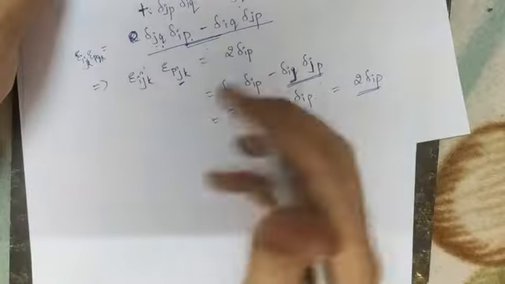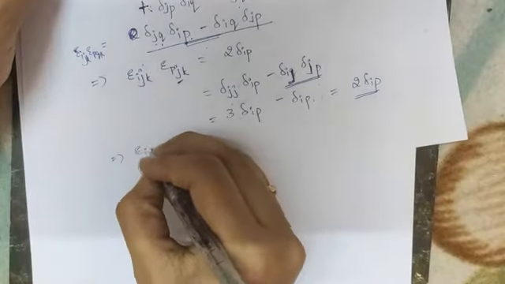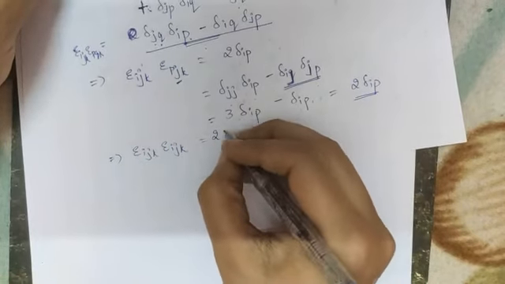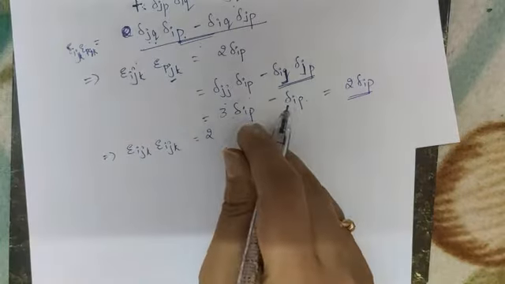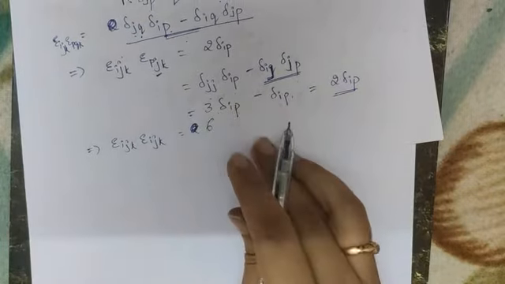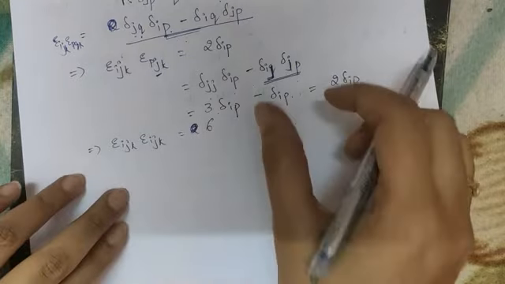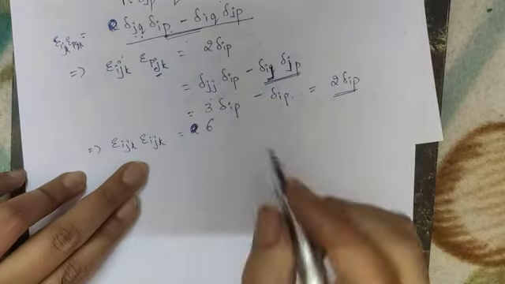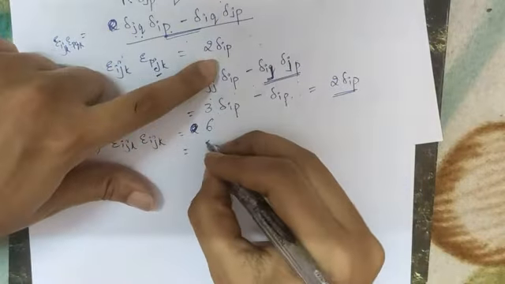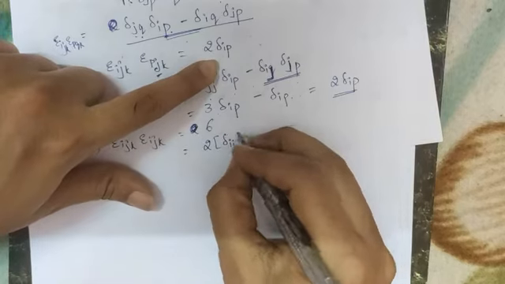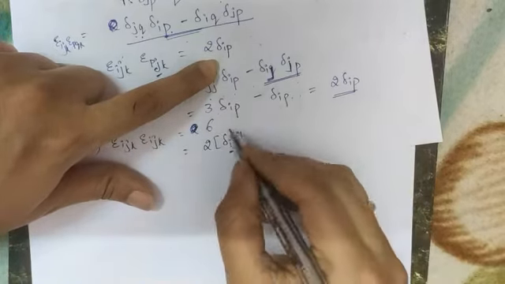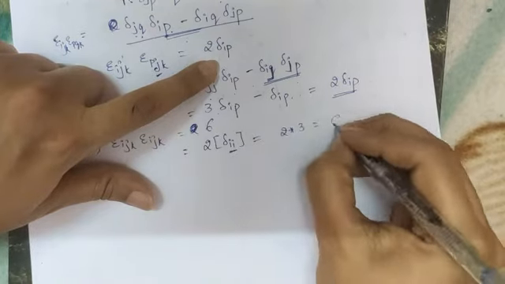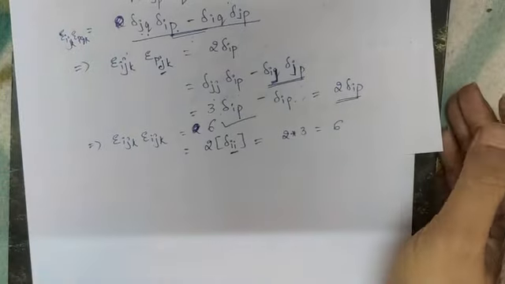So the last one is, we have to prove epsilon ijk epsilon ijk is equal to, sorry, we have to prove this is equal to 6. Okay. So again, now use this equality. In the place of p I have i. That's it. So you will get this as 2 into delta ii. Since i is a dummy suffix, the value of delta ii is 3. You will get 2 into 3. 2 threes are 6. So this is the required result.